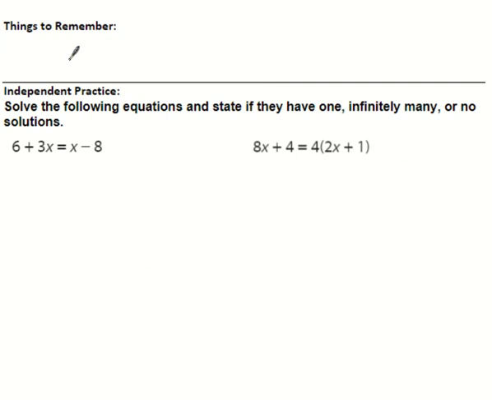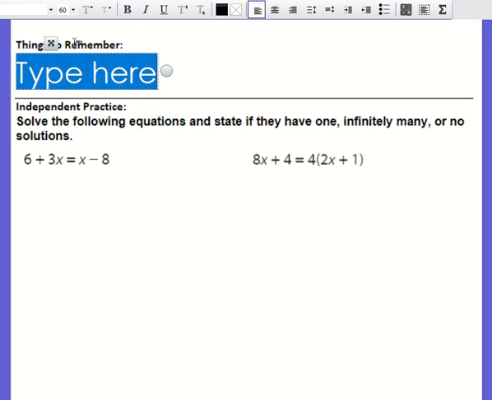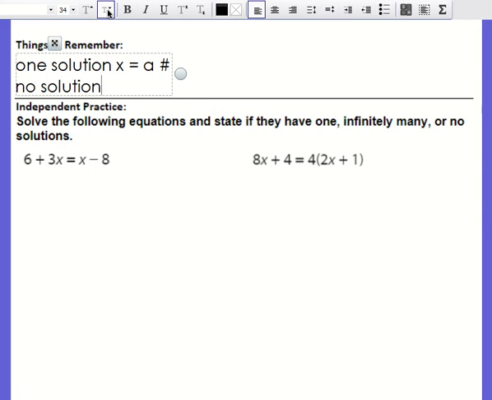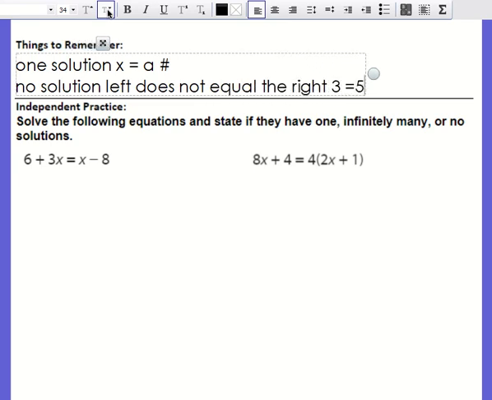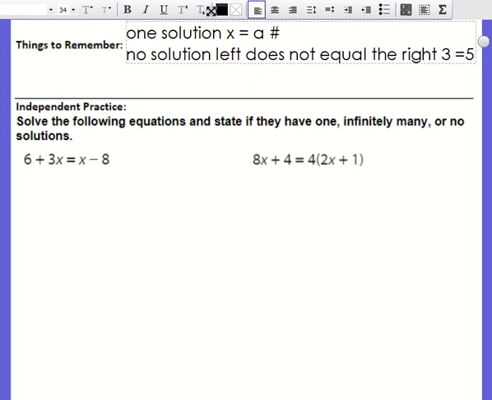All right, so just things to remember. Okay, whoa, that's really big. I'm going to make it super small so it fits in this space. One solution, x equals a number. No solution, left does not equal the right. So that's like 3 equals 5. Okay, I'm a little bit out of room. If I go over here, there we go.